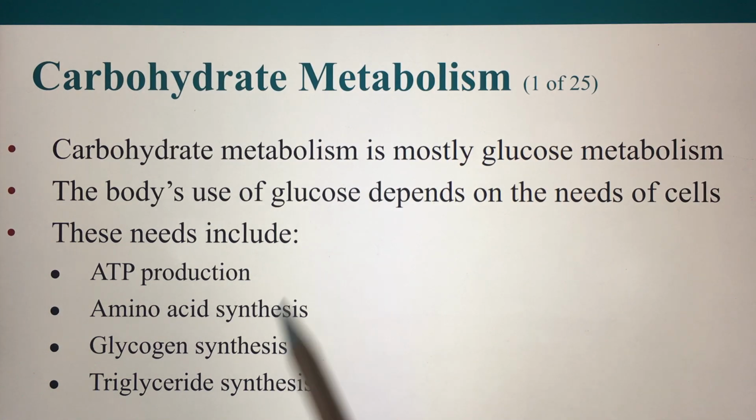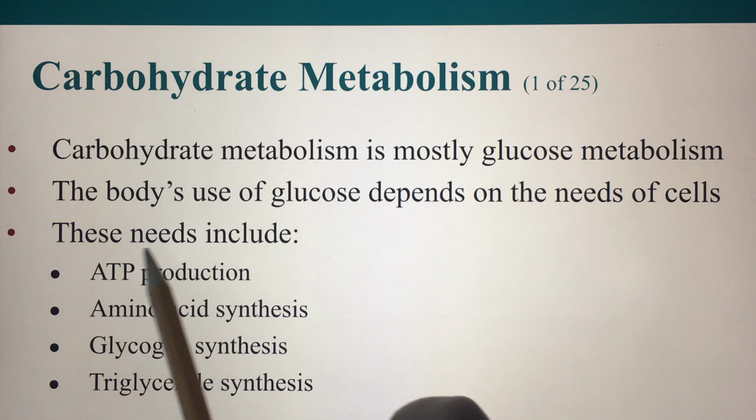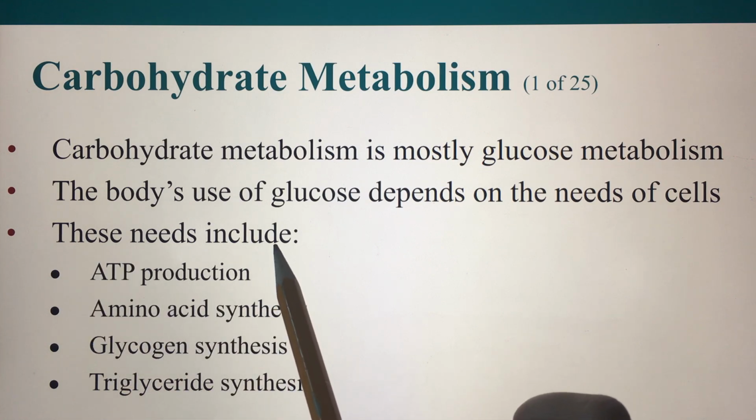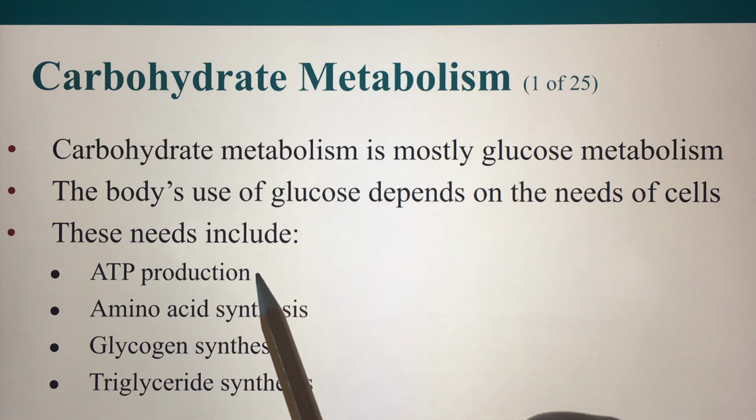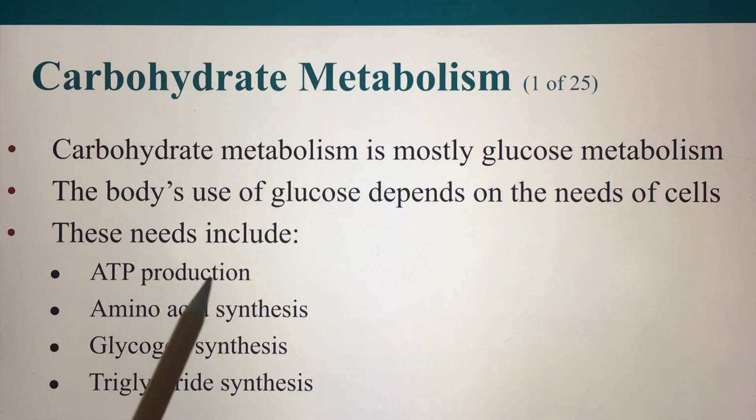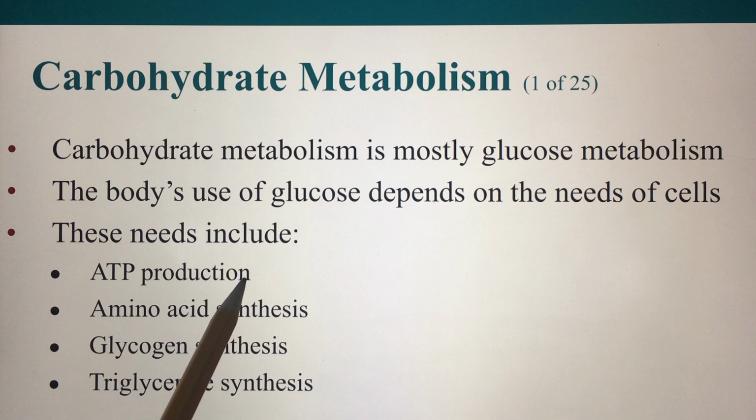So next video, please watch how the carbohydrate metabolism happens in the body, and what kinds of things glucose can do in our body. Here's a few of them. Energy production, that's the ATP production for the body's metabolic needs. It can also be used for amino acid synthesis. Amino acids are the constituents of proteins.